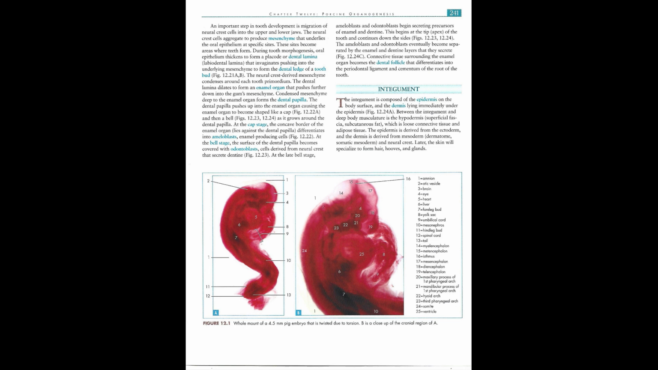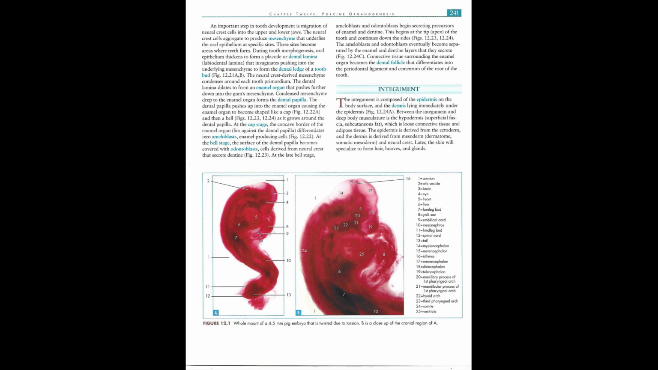At the cap stage, the concave border of the enamel organ, which lies against the dental papilla, differentiates into ameloblasts, enamel-producing cells, Fig 12.22. At the bell stage, the surface of the dental papilla becomes covered with odontoblasts, cells derived from neural crest that secrete dentine, Fig 12.23.